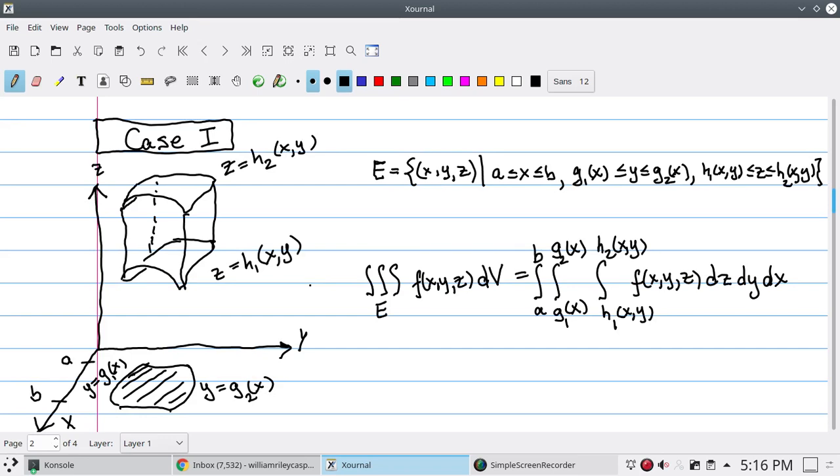In the first case, the domain looks like this. I have a strict limit from A to B, so my x values are ranging between A and B. And then my y values are ranging between some function g1 of x to some function g2 of x. And my z values are ranging between some lower surface here to some upper surface here. So the picture of my three-dimensional solid region looks something like this whole block here.